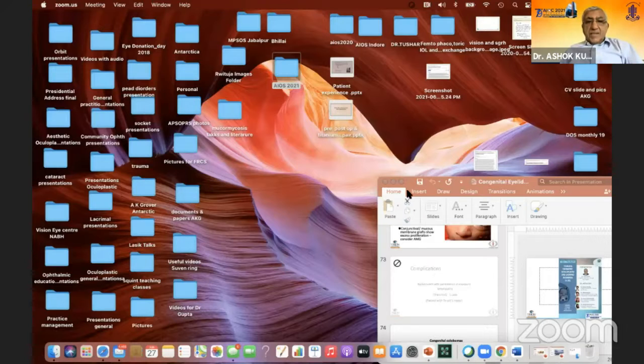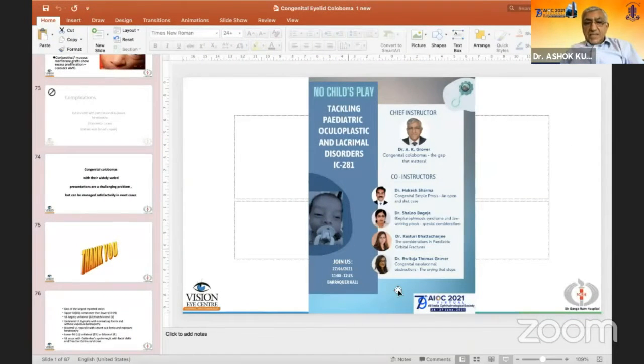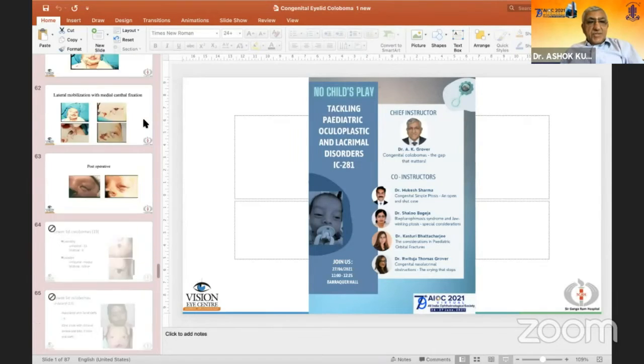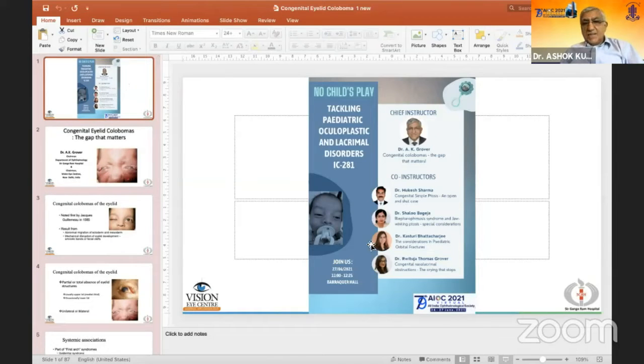We'll move on to the pediatric disorders. As we know, pediatric disorders are not just congenital, they may be acquired as well, but there are special considerations in tackling pediatric oculoplastic and lacrimal disorders. These conditions are different because of the different anatomical considerations, different tissue reactions, and different behavior of the tissue as well. They're also different because the management skill sets required to manage them are different. It is therefore a privilege to have such a faculty to deal with this particular course.